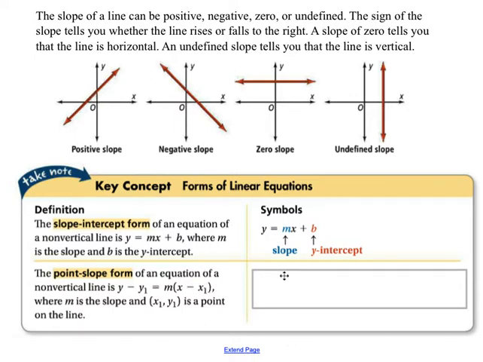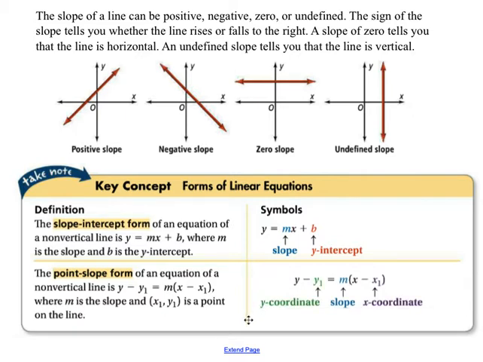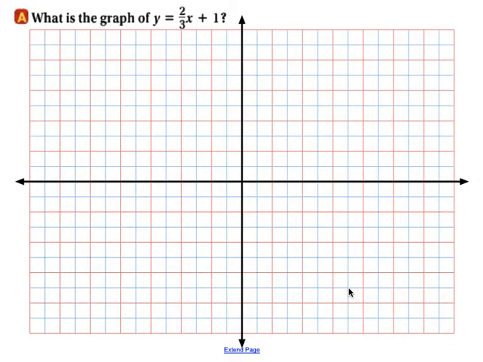And then we also have the point slope form. If we know the slope and a single point on the line, we can use this formula, and that says y minus y1 equals m times (x minus x1). And x1 and y1 are just coordinates of a single point on the line. Well, let's go ahead and take a look at how to graph some of these equations.